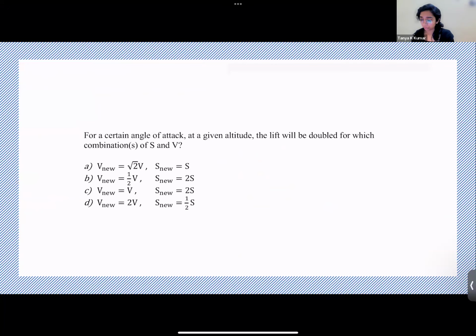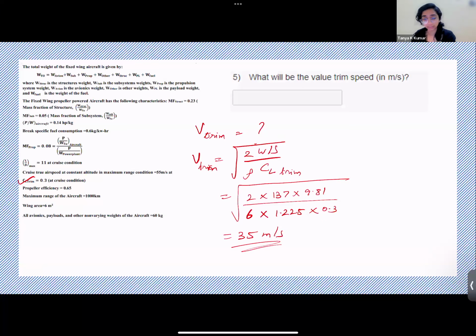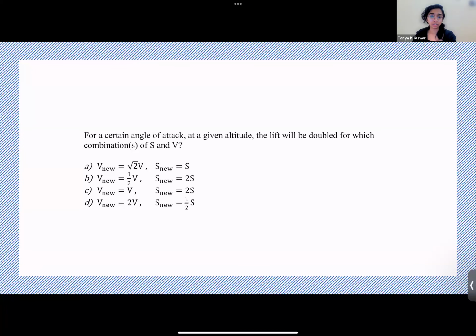Okay. Now let's move on to the next question. So this is for a certain angle of attack at a given altitude, the lift will be doubled for which combinations of S and V? How will we go about doing this? I hope the previous series of questions was clear to everyone. If there's any doubt, do stop me and do ask me. Okay, so let's get back to this question. For a certain angle of attack at a given altitude, the lift will be doubled for which combinations of S and V?